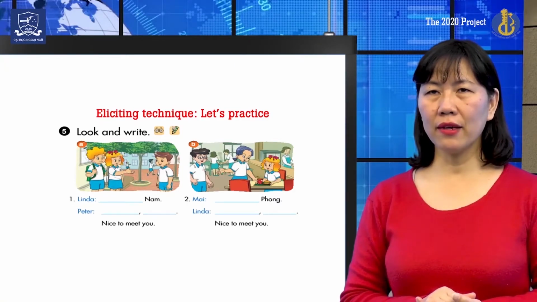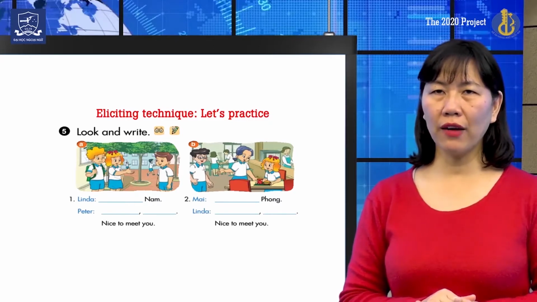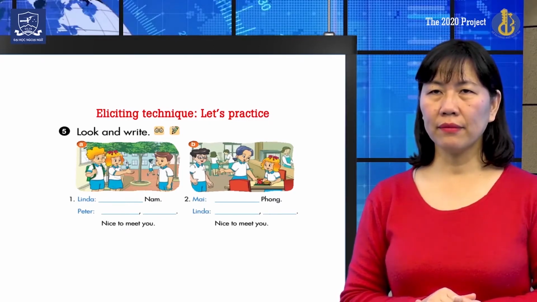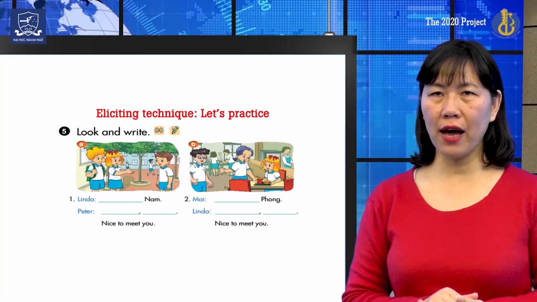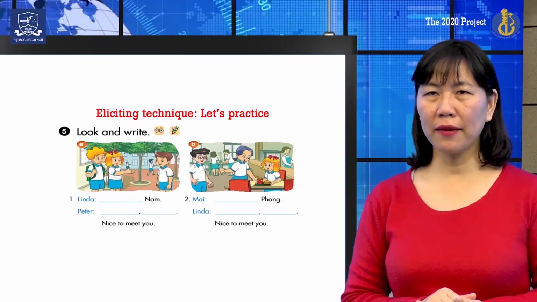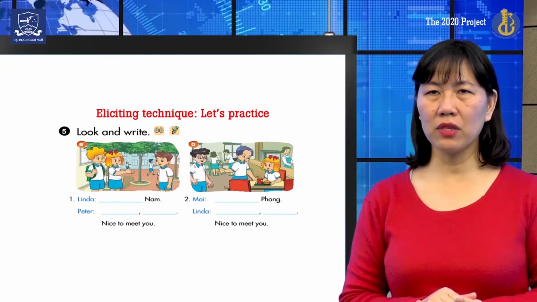Here is another practice with a different kind of activity from Tiếng Anh 3, Unit 3, Lesson 1, Activity 5, page 19. Now you can see some pupils in the pictures talking. This time, you should elicit differently, right? What can you say? What can you respond to the pupils' answers? When you finish, turn to the next slide for some suggestions.